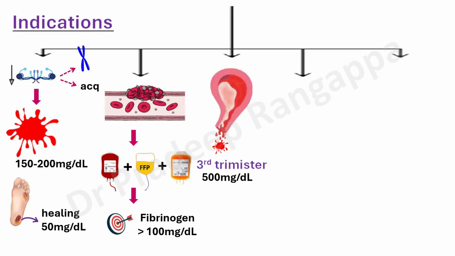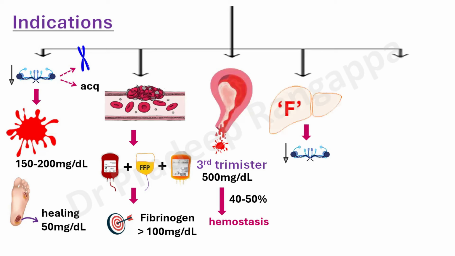The third common situation we see is postpartum hemorrhage. It is referenced that in the third trimester, the level of fibrinogen present is around 500 milligram per deciliter. If this falls below, you need at least 40 to 50% of this level to attain hemostasis when there is a postpartum hemorrhage, which means 250 and above should be there. If it is below that, then hemostasis will not be attained in postpartum hemorrhage.